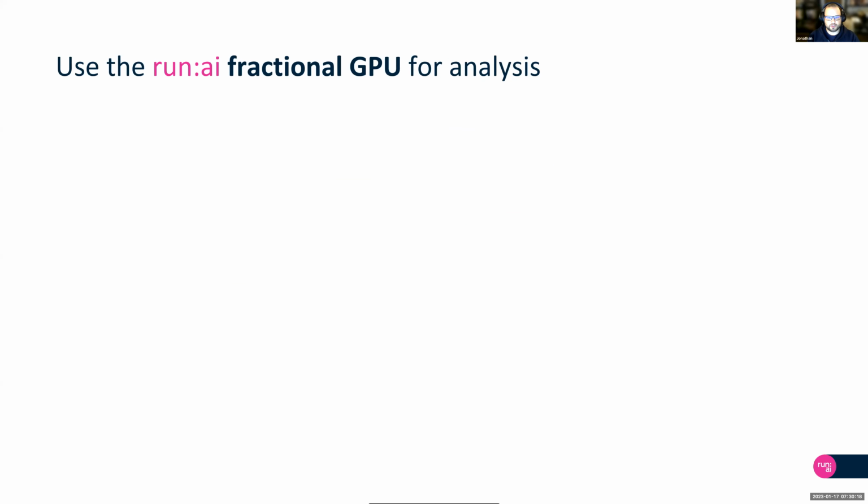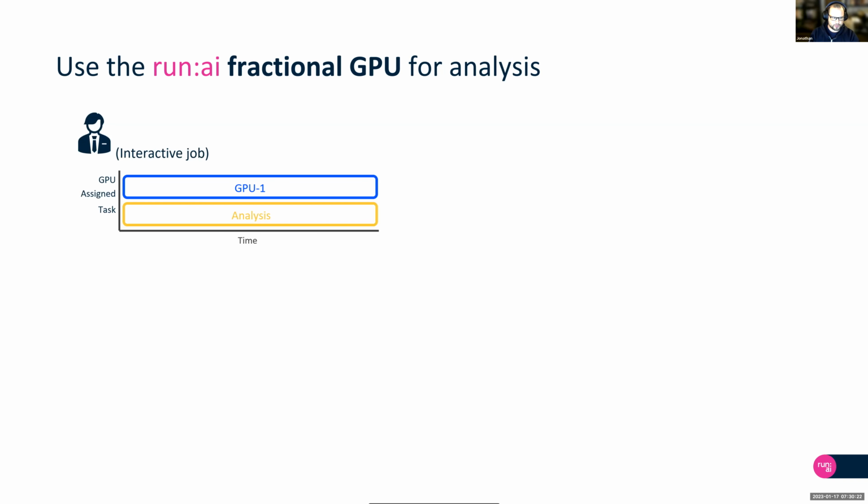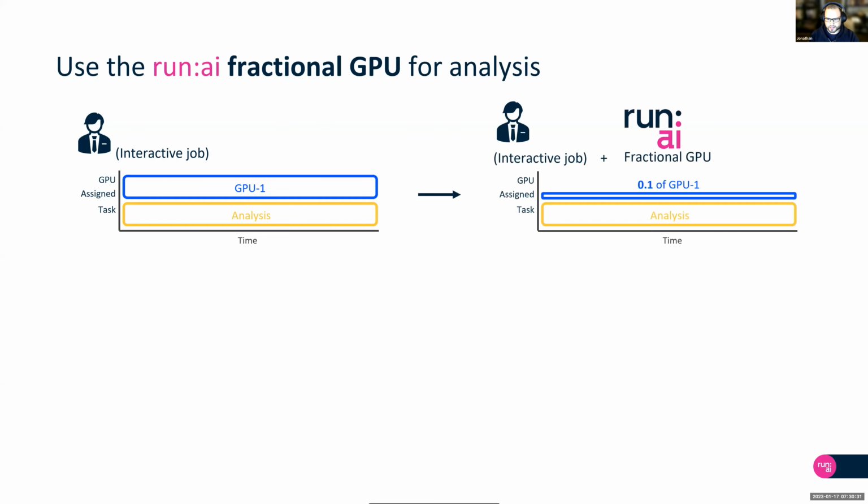If 3 are available, then it'll use 3. And you want to use fractional GPUs for the analysis portion. So if you were to normally allocate yourself a full GPU, rather than doing that for your analysis when you're building your code out and doing exploratory analysis, you can just allocate a fraction like 0.1 of a GPU with RunAI.